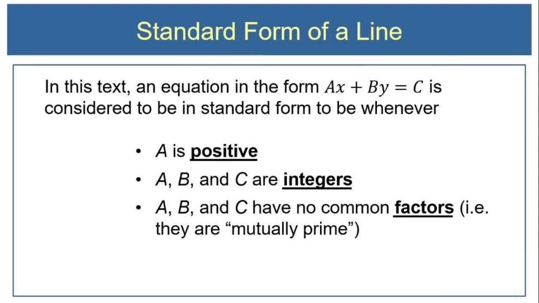So for example, if a, b, and c could all be divided by 2, we would want to divide through by 2. If a, b, and c could all be divided by 7, we would want to divide through by 7. We don't want to leave anything that will go into all three numbers.